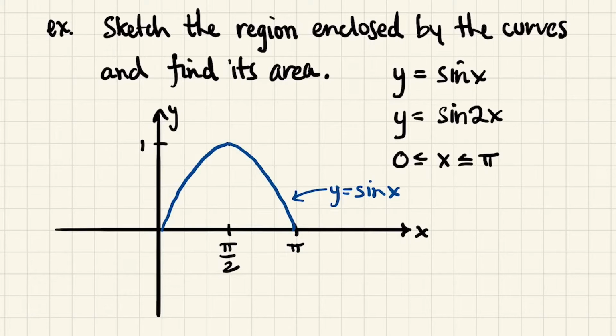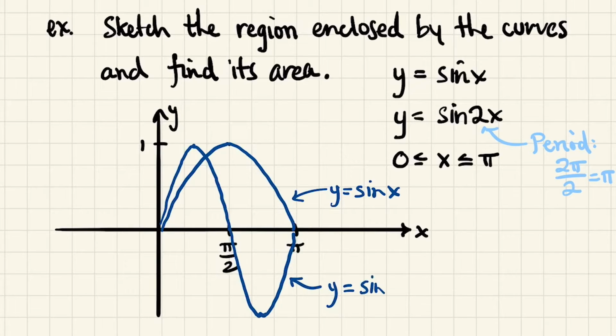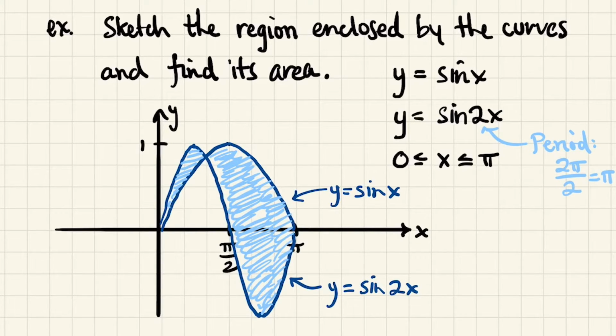And we know sine of 2x has a period of pi, right? It'll be 2 pi divided by the coefficient 2, so that's a period of pi. So we have an entire phase of sine 2x between 0 and pi here. All right, and we are interested in the region between these curves. So that would be this little piece right here and this bigger piece over here. All right, so yeah, we want to find the area of that. Who wouldn't want to do that?